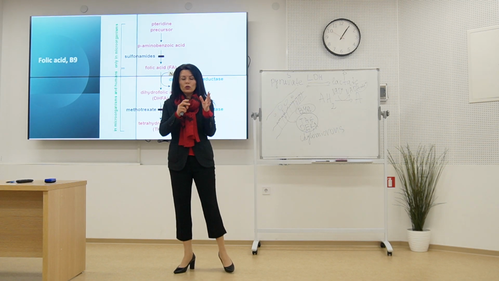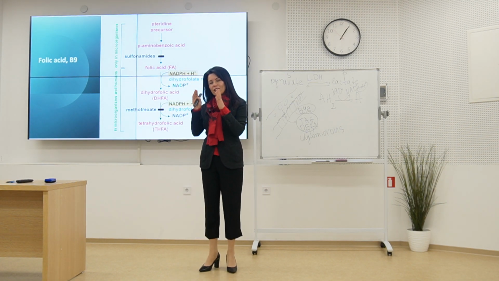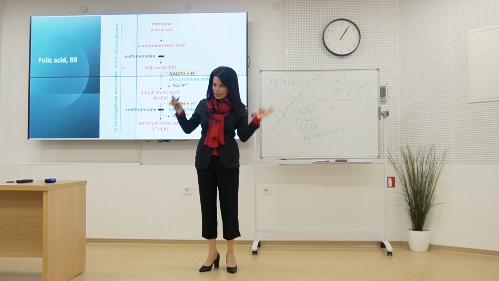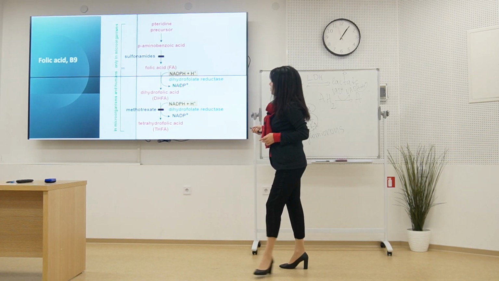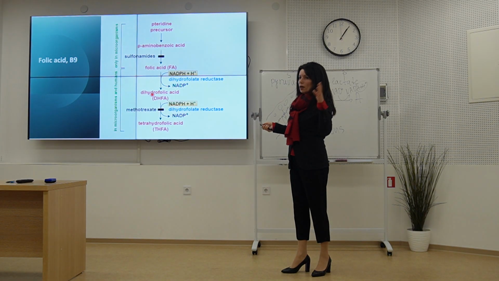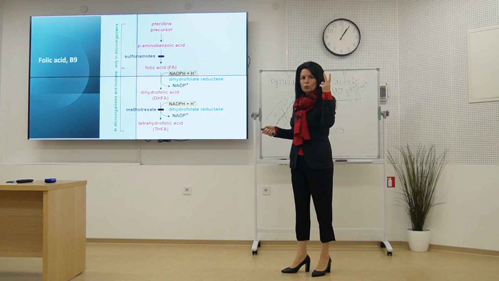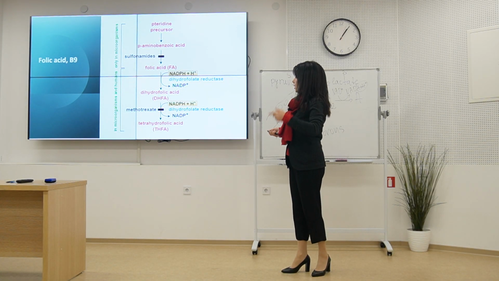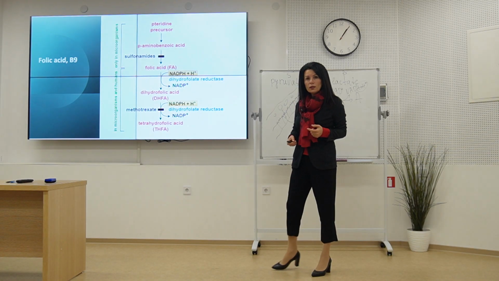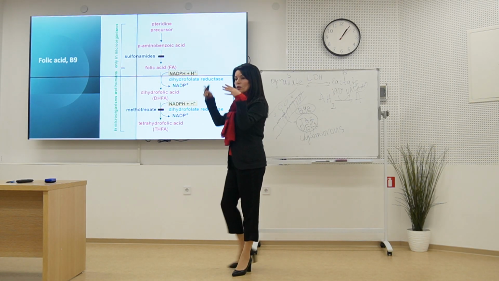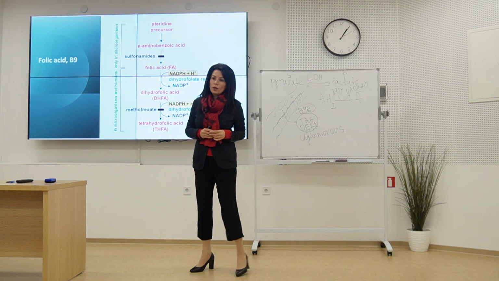Why? Because we said that NADPH is a cofactor of all reductases, all of them. And first, dihydrofolic acid, because 2 more hydrogen atoms are there, and after that, tetrahydrofolic acid, 2 more hydrogen atoms are involved in the structure.